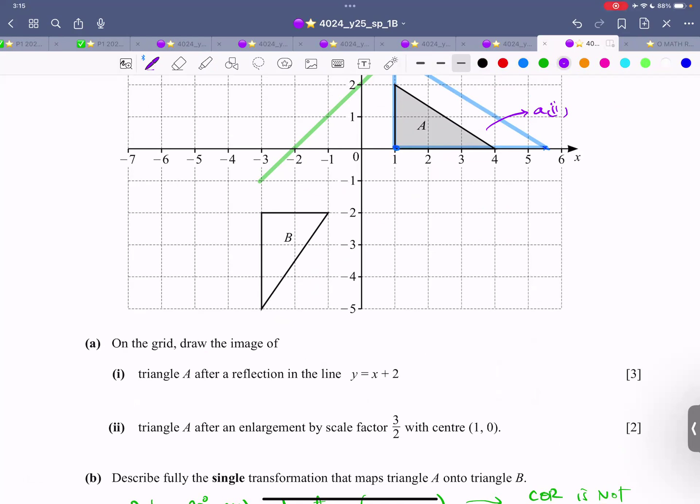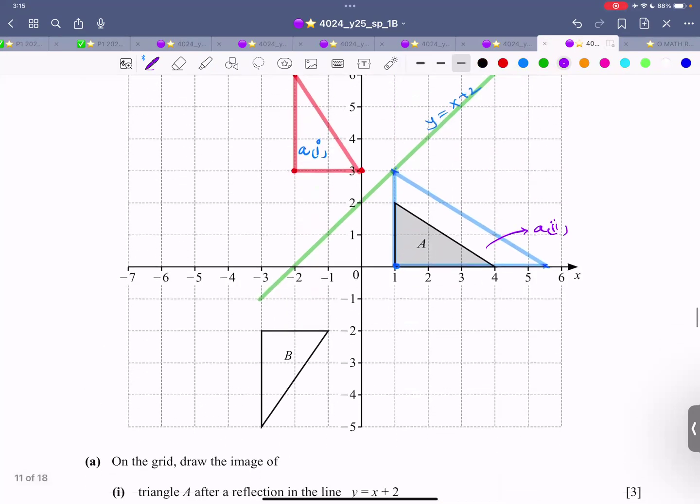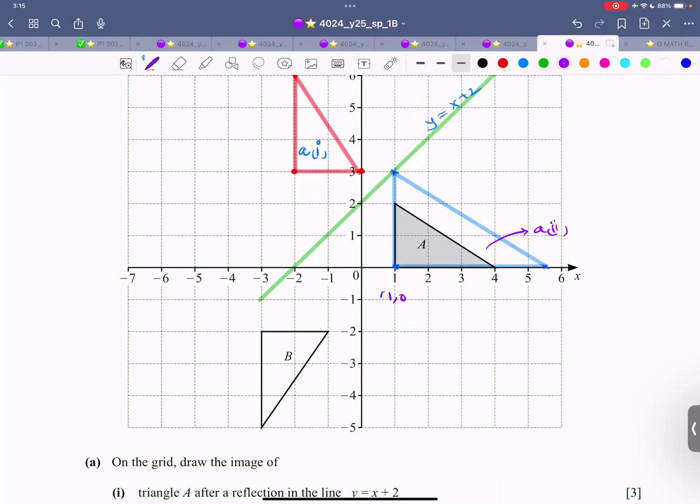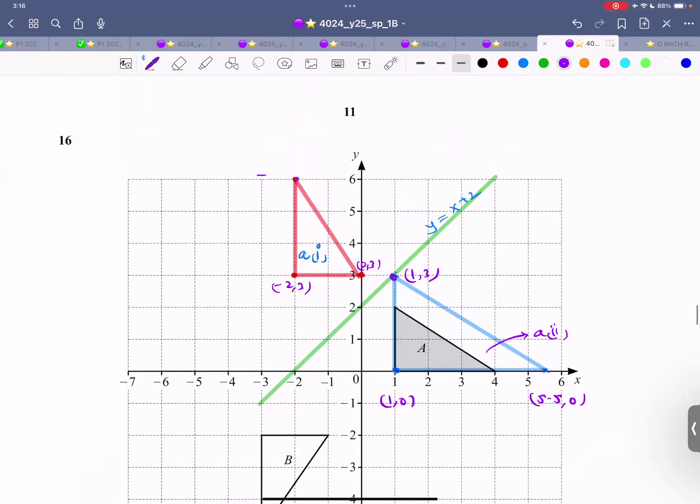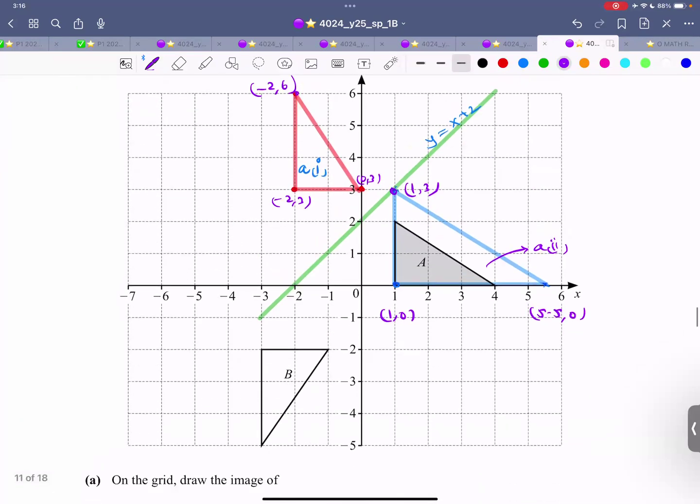It's a good idea because they're not asking for the vertices. But if they do, this is (1, 0). This is (5, 0). This one is (1, 3). Over here, this is (0, 3). This is (-2, 3). This is (-2, 6). Because when you look at the mark scheme, they have given the vertices for checking.